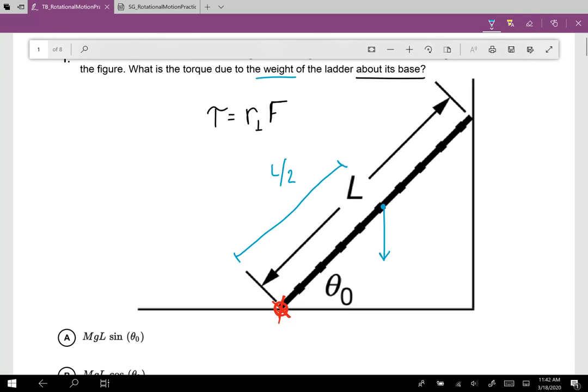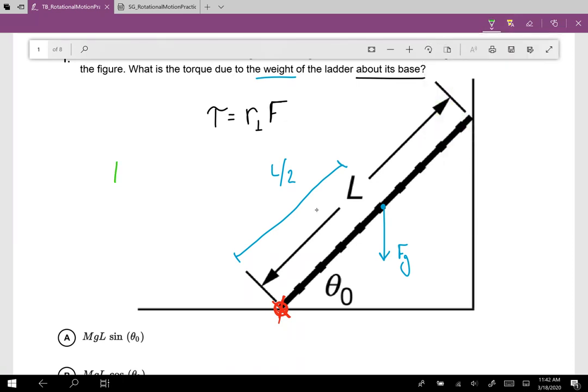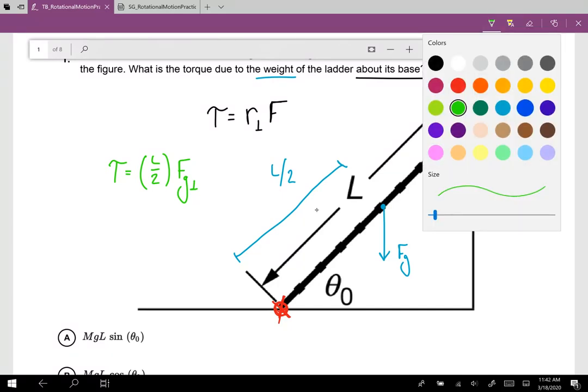So we have this weight force, this force of gravity, acting halfway, at this distance L over 2 from our axis of rotation. If I'm going to write this out, torque equals our distance, L over 2, times the force. We know it's this force of gravity, but it has to be the perpendicular component of gravity.